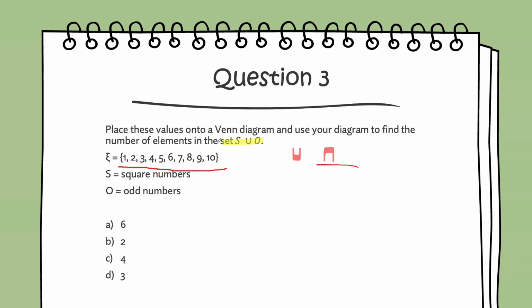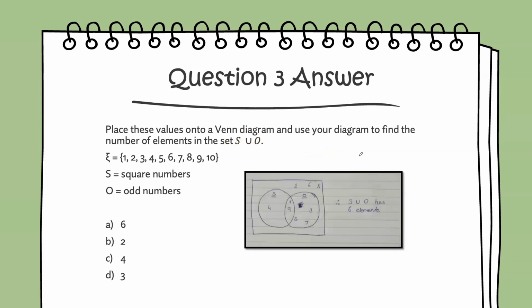So the question is asking us to find this, but I'll also show you, if it was asking with this method, how to solve for that. Right. So if we look at the answer first, this is what our Venn diagram looks like. So we've got the left hand side here as the square numbers, and the right hand side over here are all our odd numbers. Okay.